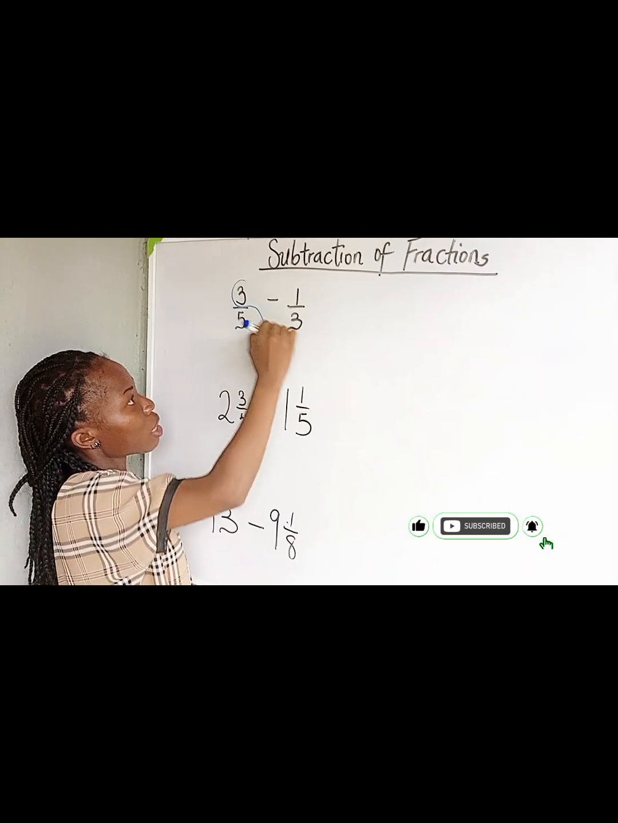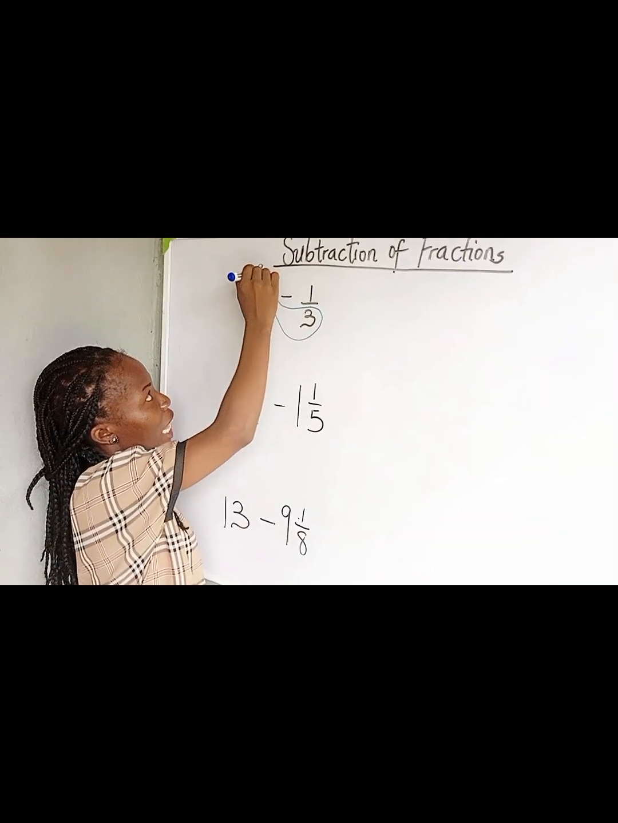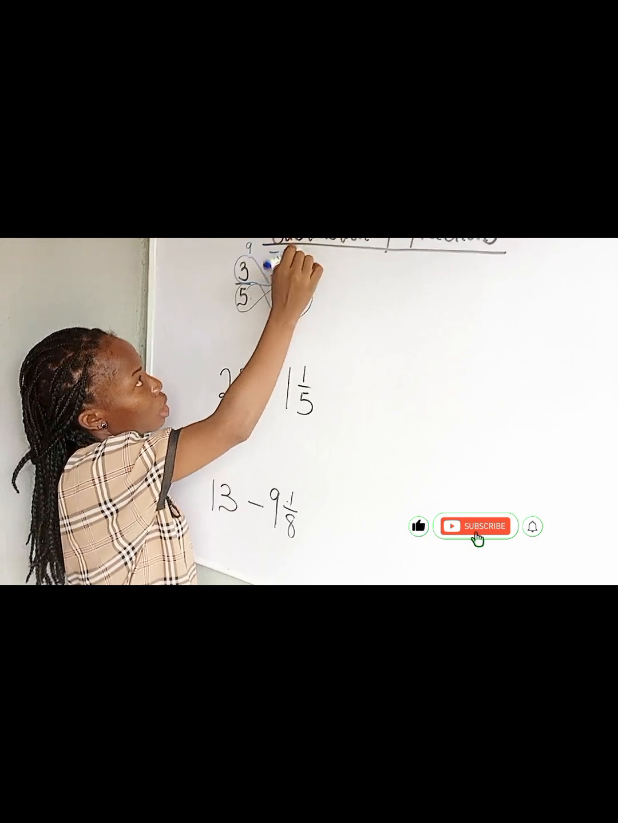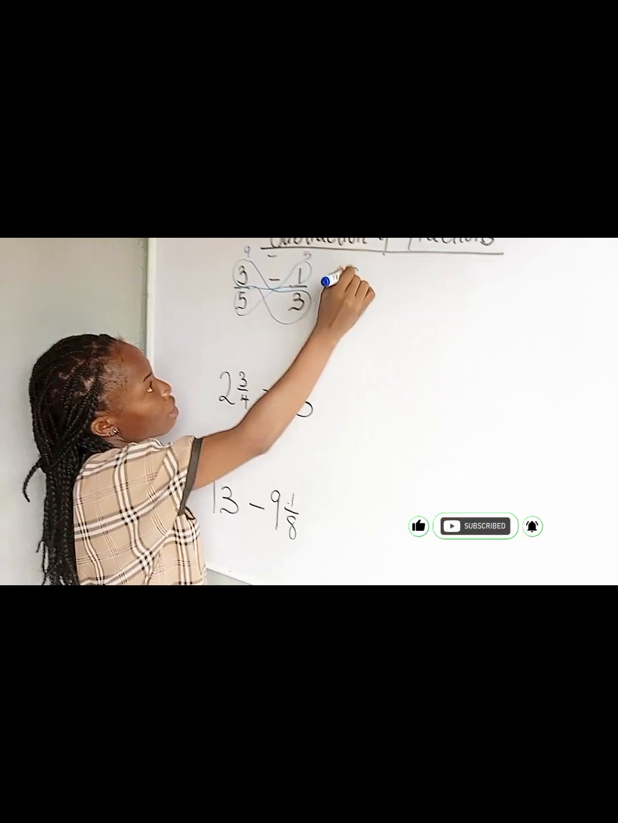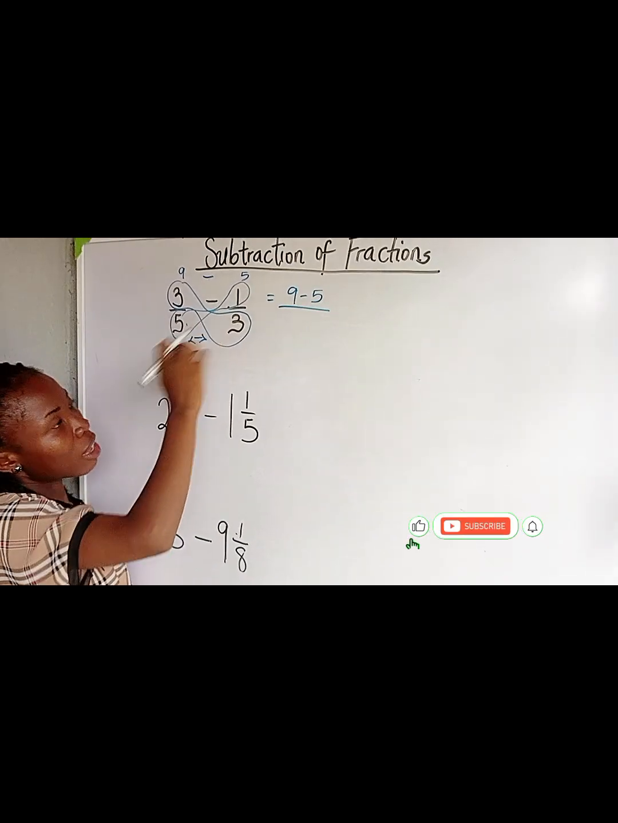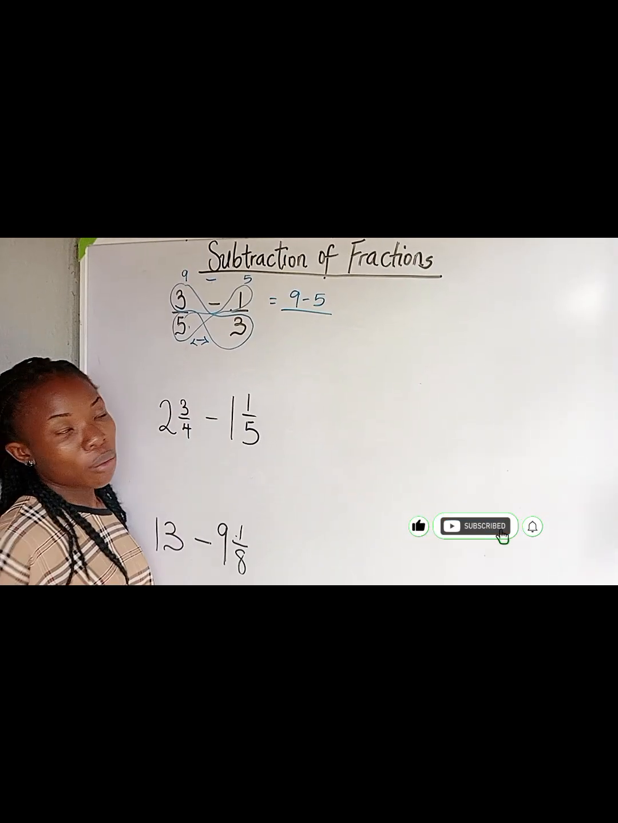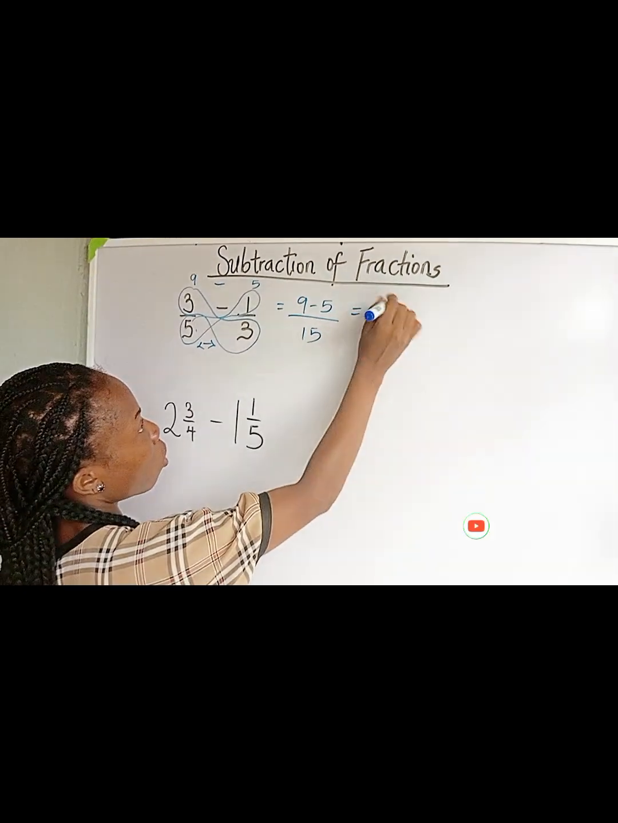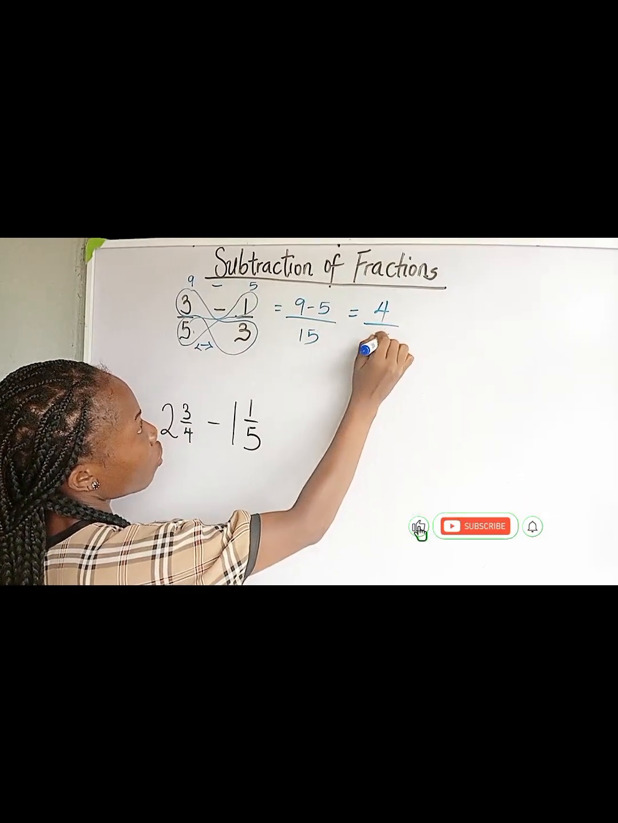So we say 3 times 3, which is 9, minus 5 times 1, which is going to give you 5. So that is 9 minus 5, all over, you multiply what you have as the denominator. 5 times 3 is going to give you 15. So 9 minus 5 is 4, and then over your 15.